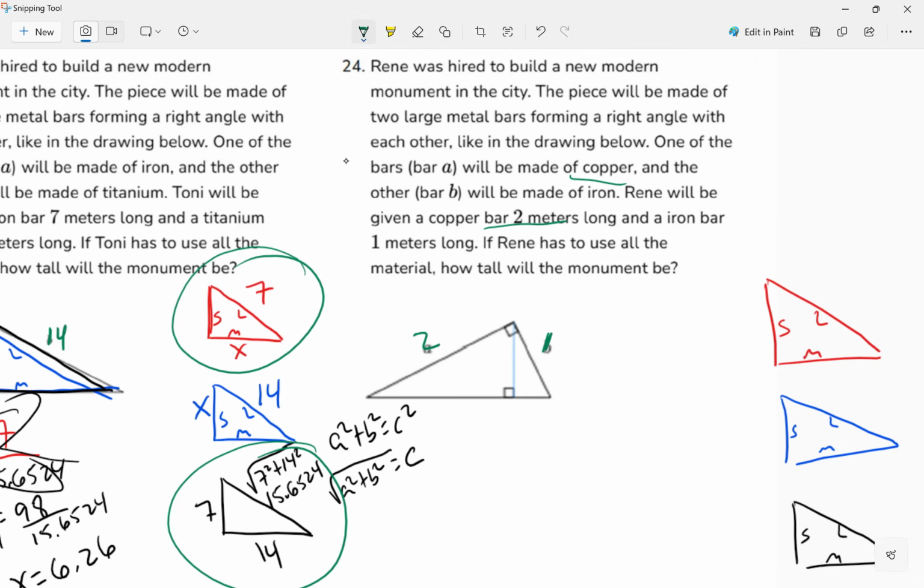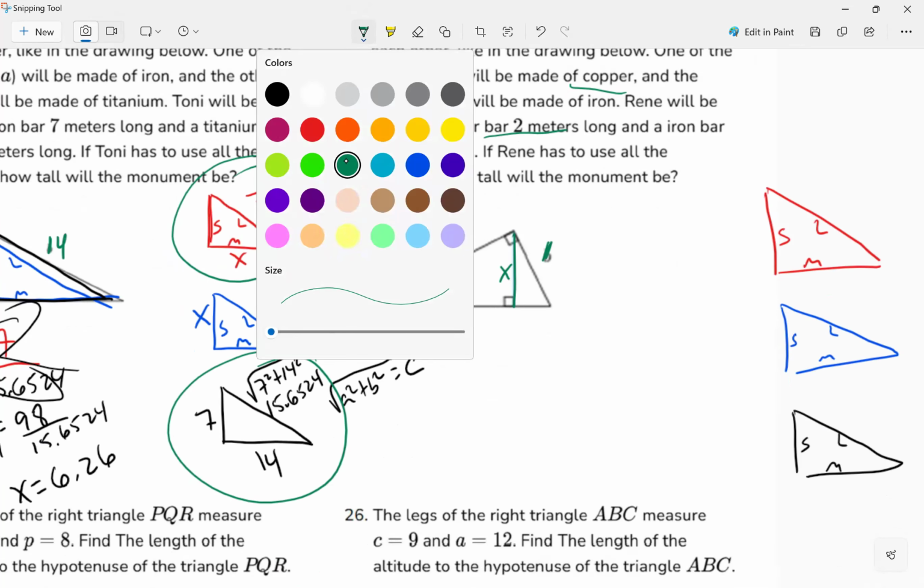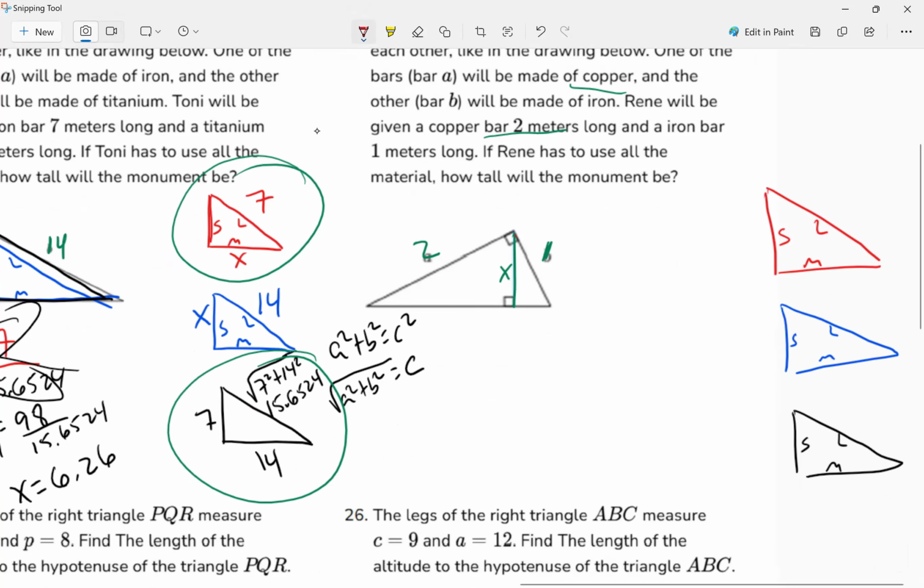If Renee has to use all the materials, how tall would the monument be? So this thing right here, X. How tall is that? Okay, easy. Let me work this out. My red triangle. Here's a small, medium, and large. So the small, I don't know. My medium is X and the large side is 1.